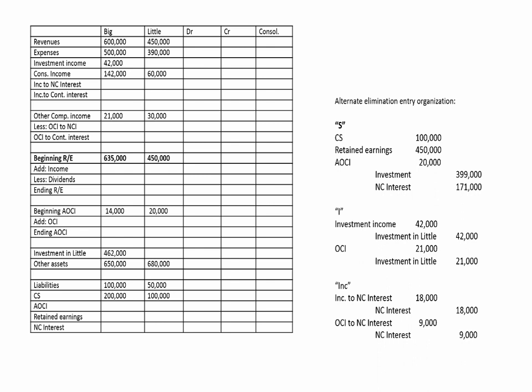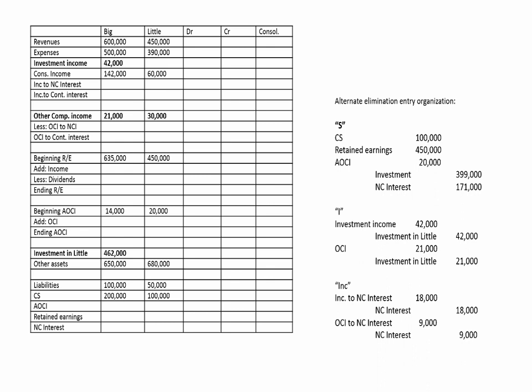Just a few notes about some of the numbers here. The beginning retained earnings of $635,000 for Big and $450,000 for Little. Those are the ending retained earnings figures from the previous year. The beginning AOCI of $14,000 and $20,000. Those were the end of year balances from the previous year. The other comprehensive income up in the seventh line down in the worksheet, that was given, $30,000 was Little's OCI. Big had 70% of that, or $21,000.